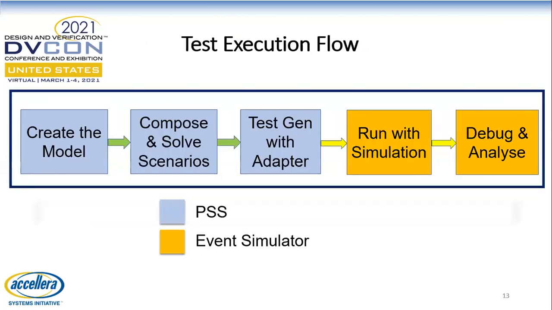Moving to the next slide, test execution flow. The first step is to create the base model scenarios, then load them to the PSS tool. Here we have to compose and solve the scenarios, and then generate the test with adapter. Adapter is the one which supports the execution of C scenario in the UVM testbench, and then run the generated scenario in the UVM testbench with the simulator. Here we use an event simulator, and then we can debug and analyze the runs.